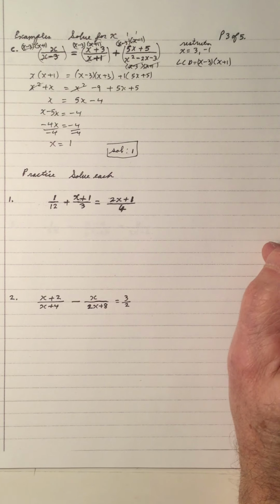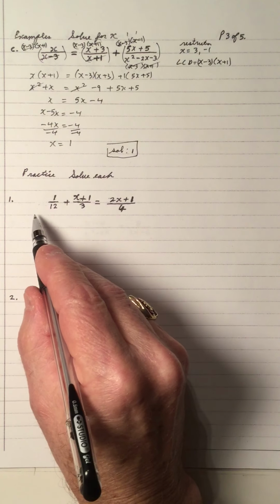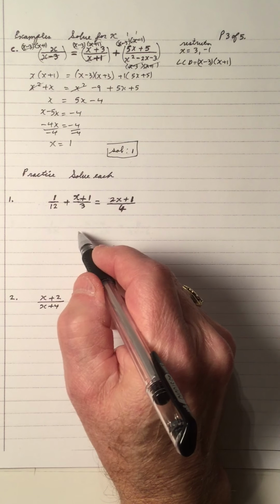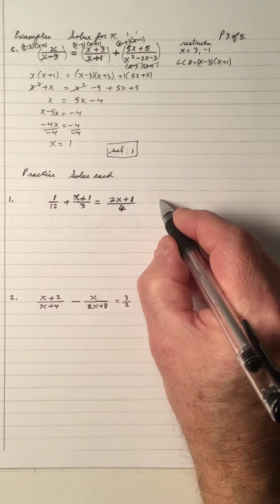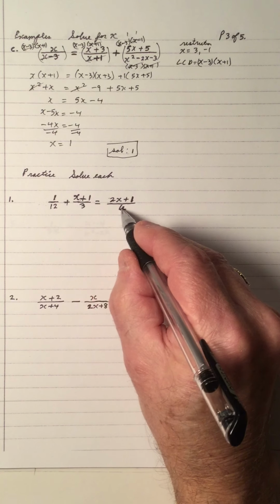More explanations coming up. Practice. Let's do some practice in solving these now. And we have to factor denominators. Don't have to. Restrictions? None, because there's no variable.